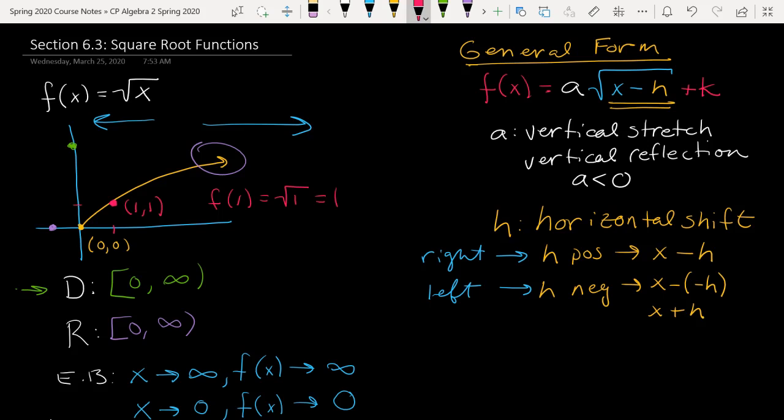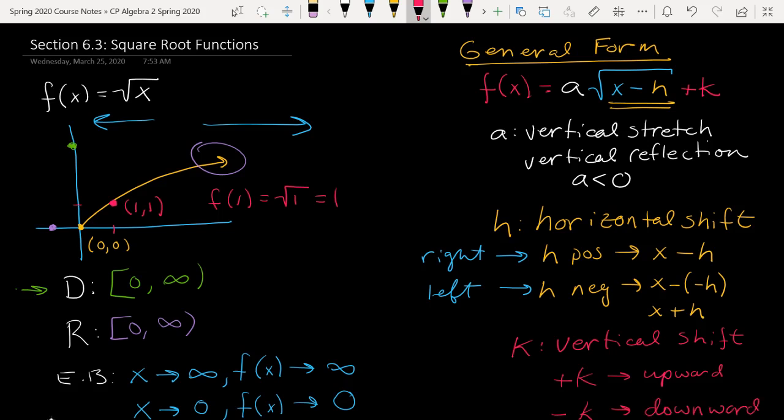The final value we care about here is the k value, which is probably the easiest to deal with of all. This is our vertical shift number, or a vertical translation number. For positive k, we have an upward shift. For negative k, we have a downward shift.